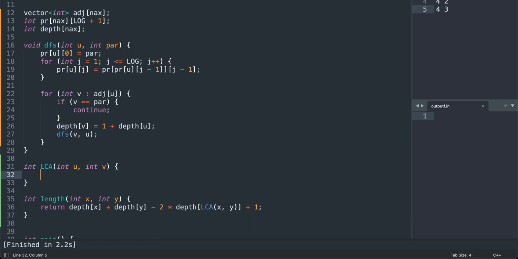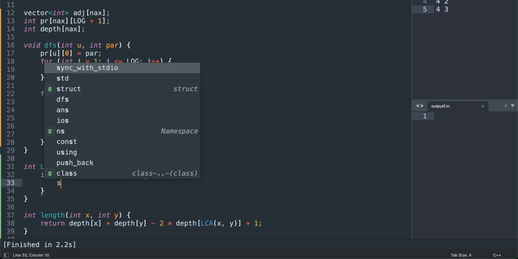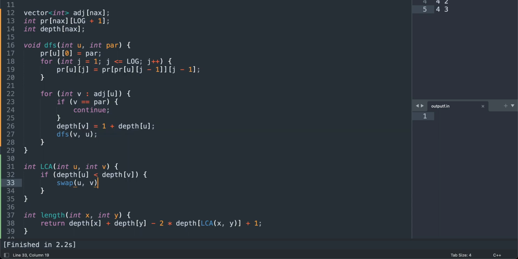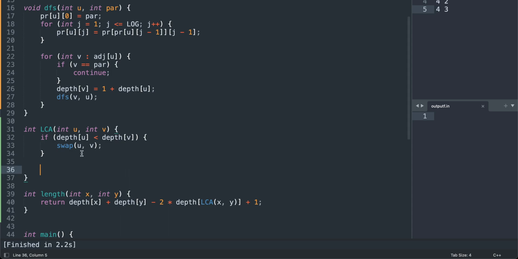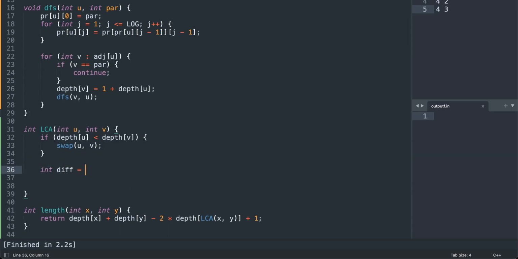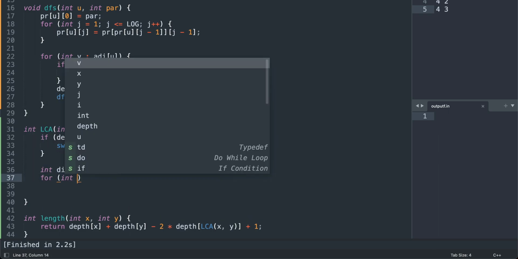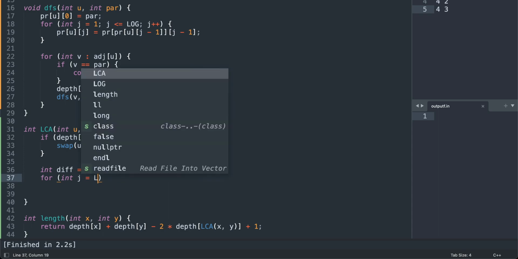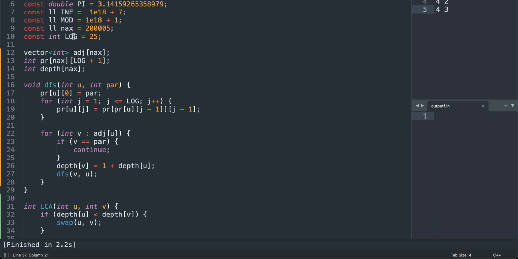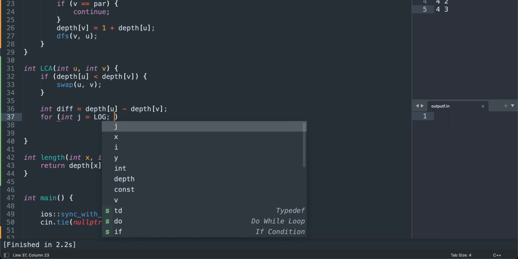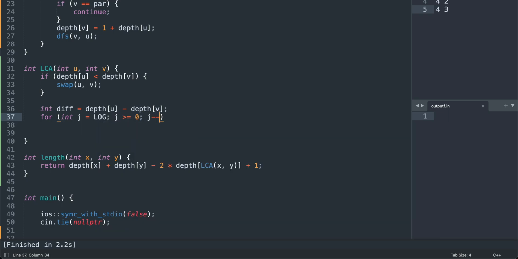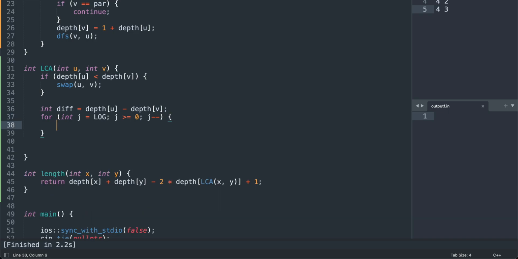What is the LCA? So if the depth, let's generalize it, if depth of u is less than depth of v, that means we can swap u and v. After this, u is at higher depth. Let's move. So what is the difference? You can say depth of u minus depth of v. This is the gap. Let's jump. j is equal to log, equal to 0, j minus. So we can say the depth of u minus depth of v, for j is equal to log down to 0, j minus.